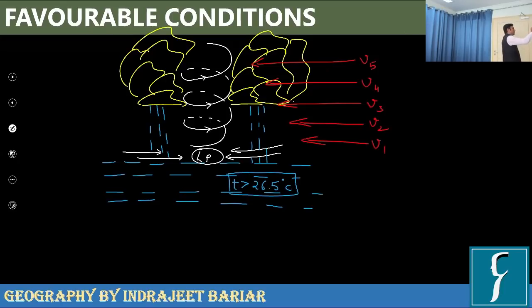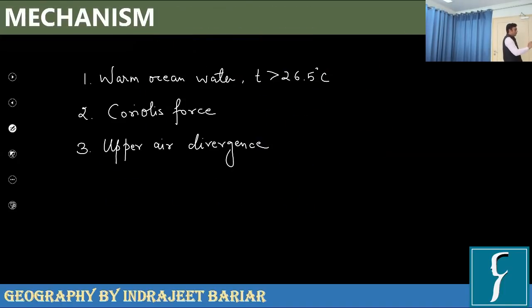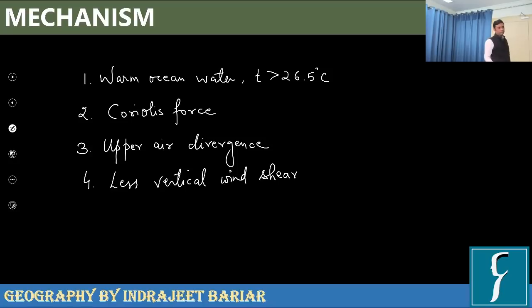So in that case, a very simple and straightforward condition I would write is less vertical wind shear. Okay. So under these conditions, a tropical cyclone can be formed and it can be sustained.